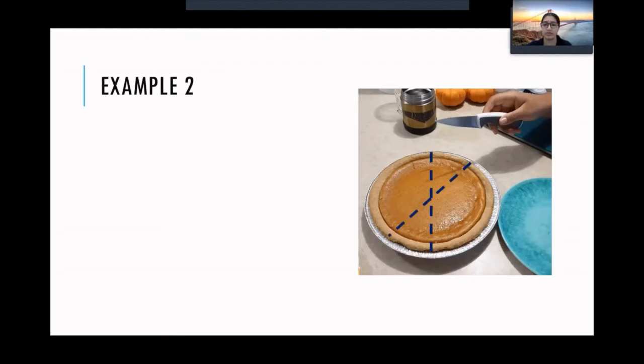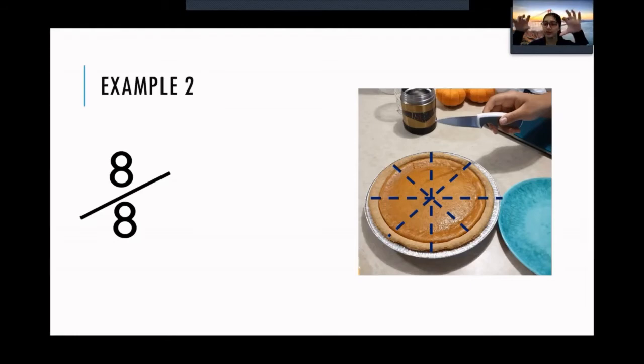So we have 4 pieces, but they're not even. We have 6 pieces, again, they're not even. Now we have 8 even pieces, so that works out for everyone that wanted the pie. So currently, we have 8 out of 8 of the pieces remaining. 8 out of 8, as 8 is all the parts, 8 out of 8 is the whole.